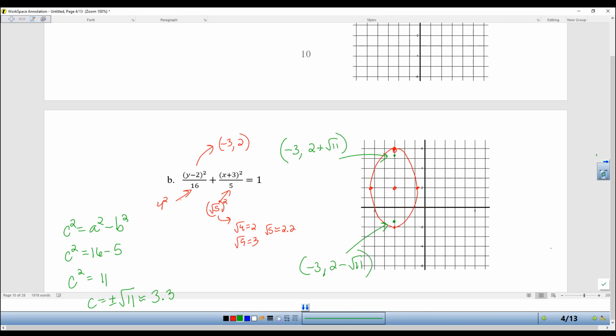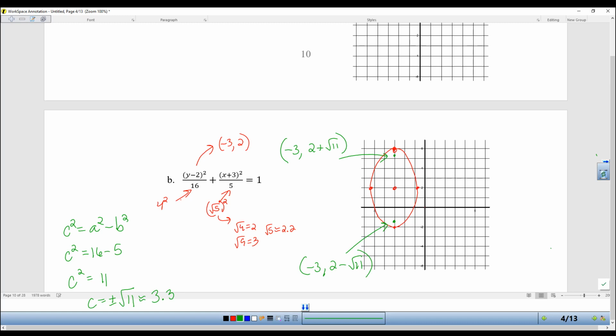Really, the only people that get this wrong are the people that don't make the sketch. Because they don't have a sketch, they can't remember which one the square root of 11 gets added to. So if you add the square root of 11 to the negative 3 instead of to the 2 because you haven't made a sketch, don't expect partial credit from me. You have to be able to get that right.